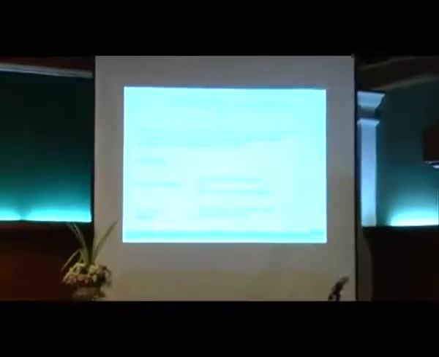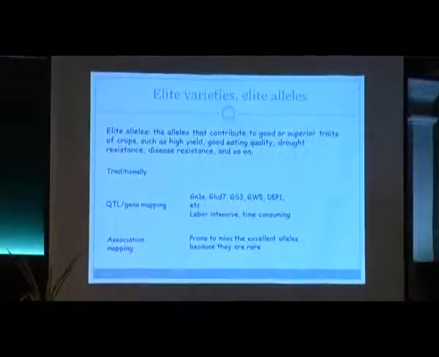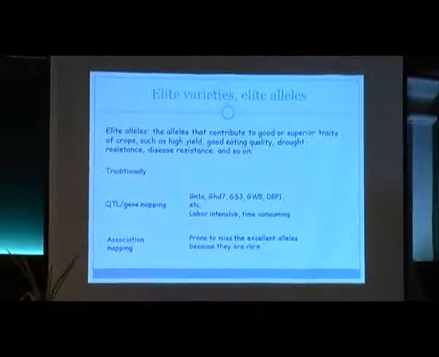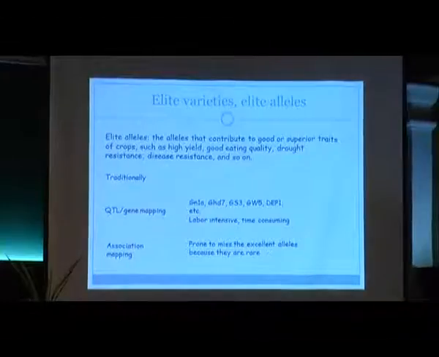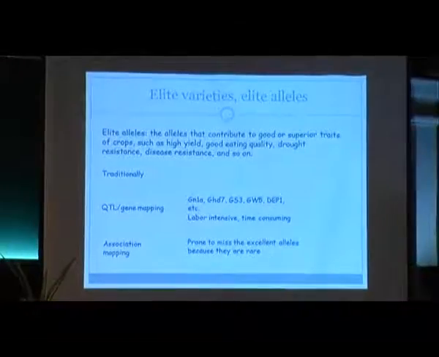As we know, we have many accessions in rice. We have the wild accessions, the landraces, and we also have some elite varieties with very good performance. Many elite varieties probably contain some elite alleles that contribute to their superior performance. By elite alleles, I mean the alleles that probably contribute to the superior traits of crops, such as good yield or good eating quality, and resistance to biotic or abiotic stress.